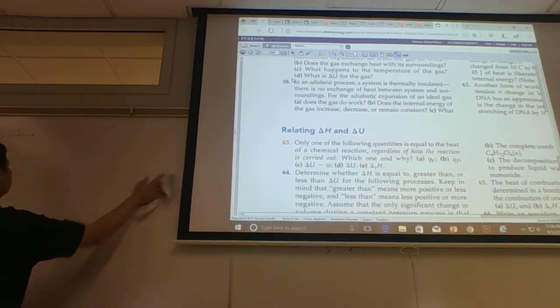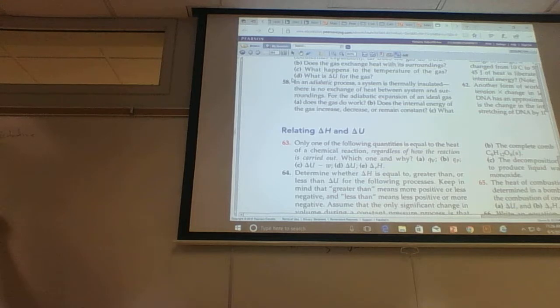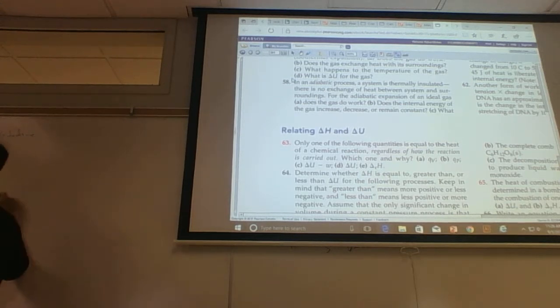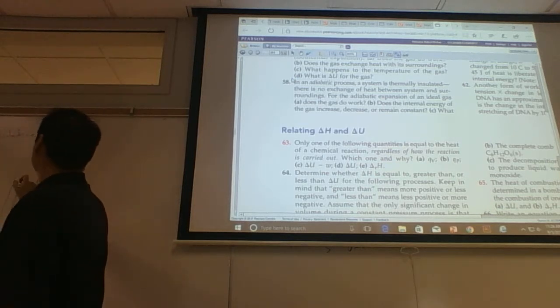This is adiabatic. This is the system. So if it's adiabatic, we expanded the lid of the container. So now the volume is bigger. And so the lid rose up.